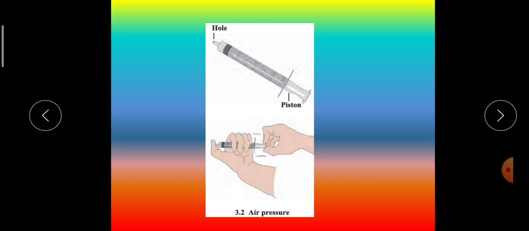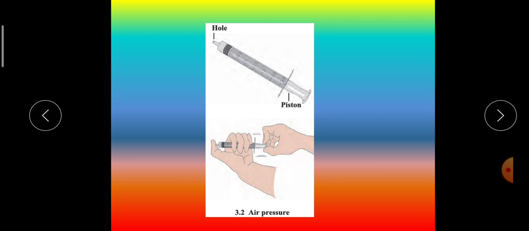So what happens over here is the molecules of the gases in the air are in constant motion. When these molecules strike a body, they create a pressure on that body. So this is the pressure of air that we call atmospheric pressure.